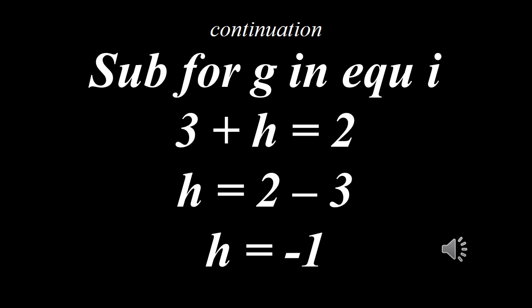Now, if you substitute for g in equation 1, we have 3 plus h equals 4. Then we collect like terms or use the additive inverse. We have h equals 4 minus 3, then h equals 1.